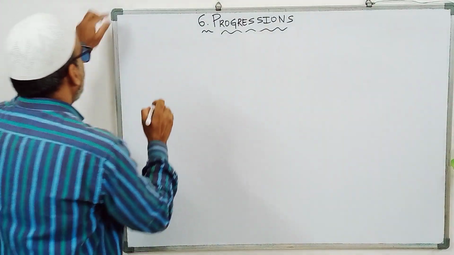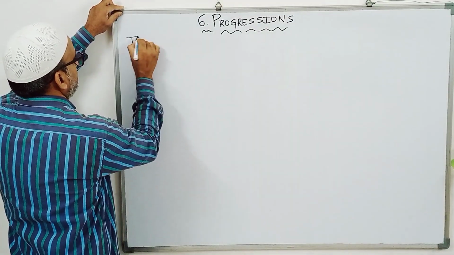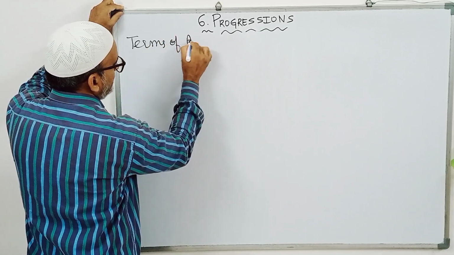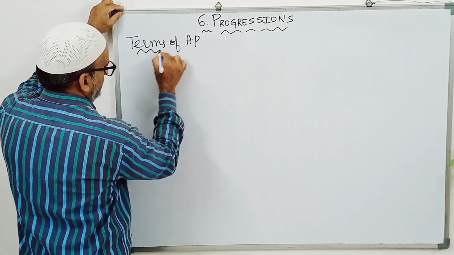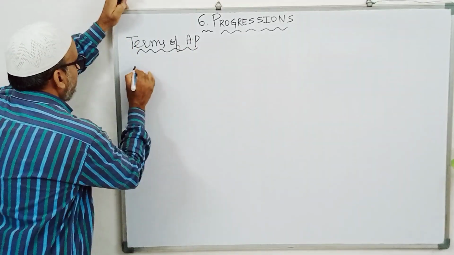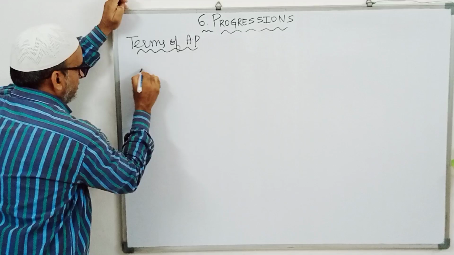Important concepts here. Terms of AP. Terms of AP means arithmetic progressions. Now you see carefully this one, very important here. A1 terms. Terms means first term, means A1.